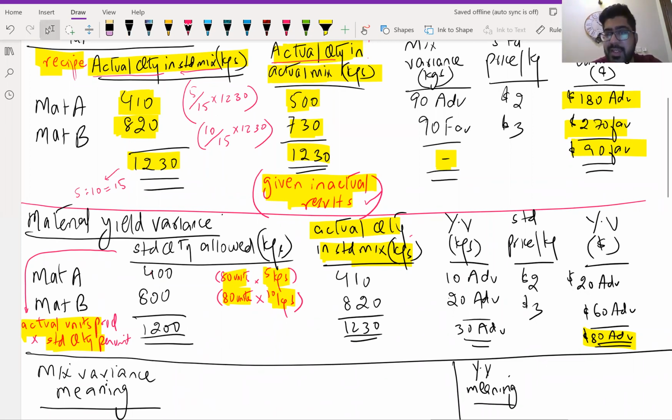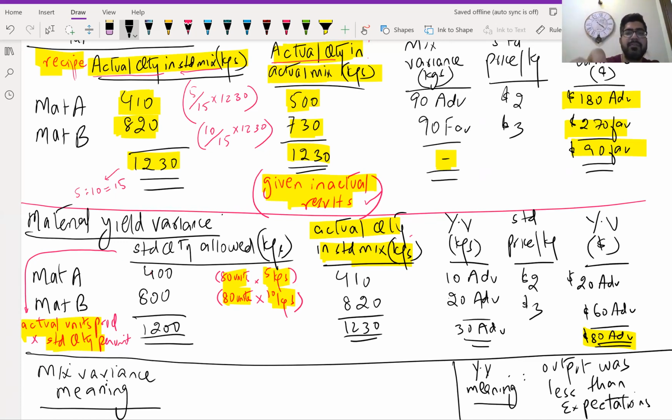Now, yield variance is 80 adverse. Adverse is a bad sign, right? Adverse is a bad sign. So yield variance 80 adverse means output was less than expectations. Okay, had it been 80 favorable, you would have said that output was more than expectations. That's why favorable. But since yield variance or output variance is adverse, the output was less than expectations. Okay, this is very easy, that output was less than expectation, but there is some technicality in understanding the meaning of mixed variance.